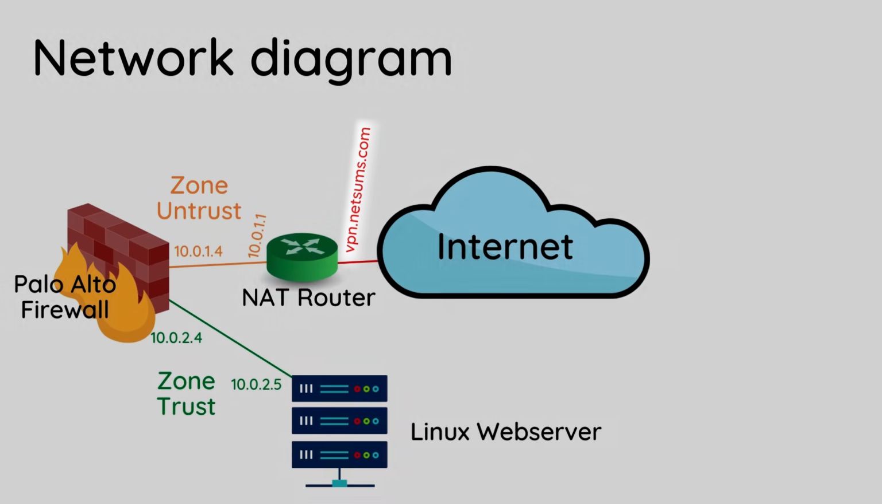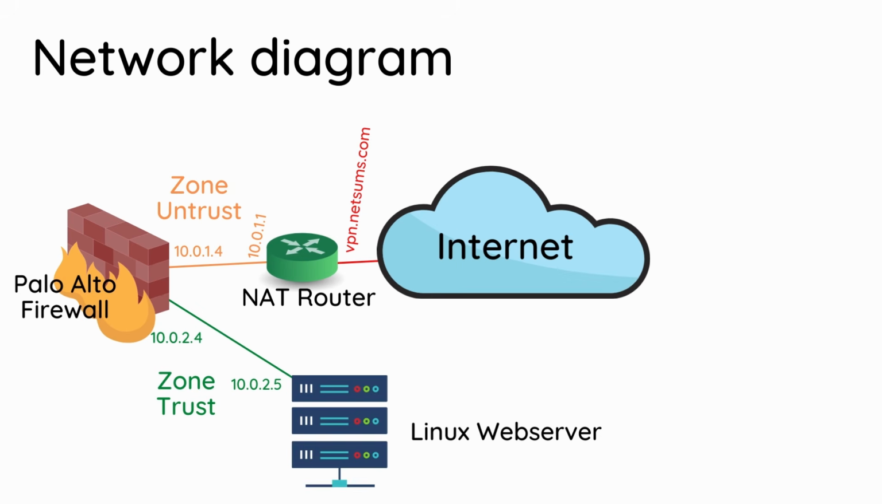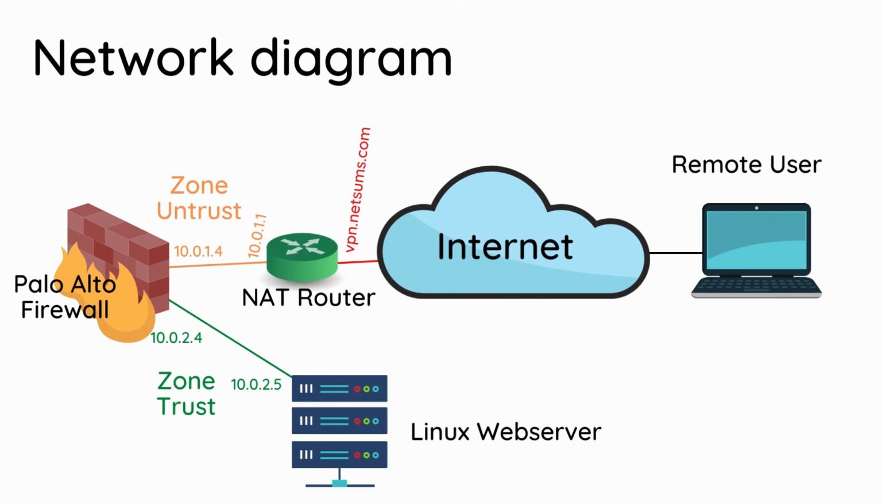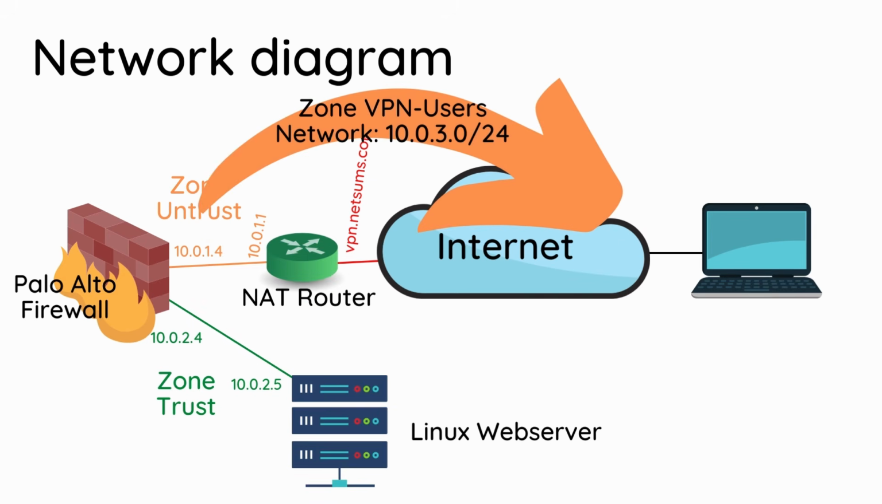The untrusted interface from the firewall can be reached from the internet with the help of a NAT router. A client accessing vpn.netsums.com lands on this NAT router. This router forwards everything to the untrusted interface of the Palo Alto Firewall, which will be processing the connections from the VPN clients. When the VPN clients connect, they are assigned an IP address from the network 10.0.30.0 and are connected to the firewall zone called VPN users. So let's head to the computer and start configuring them.